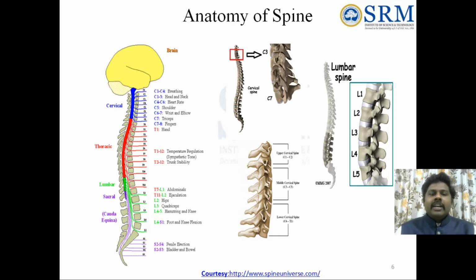It will have ribs. So T1 to T12, that is the level. It starts from T1 and it ends at T12. This is different compared to the cervical and lumbar. This is the different thing. It will have the ribs also with it.